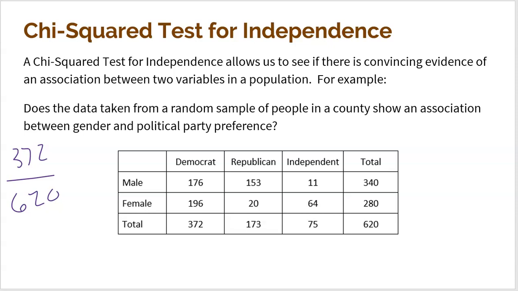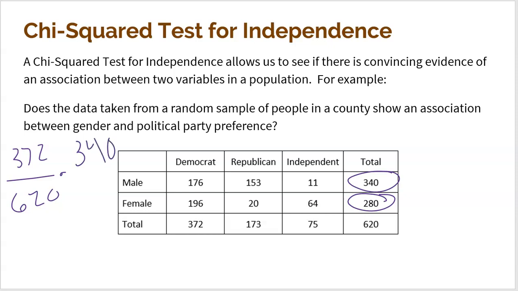I'm having calculator issues here. 372 out of 620 is 60%, right? So 60% of people, total people in this survey, were Democrat. So if there was truly no association, 60% of the 340 males should be Democrat. 60% of 280 females should be Democrat. And that's where we multiply, right? Because now we're going to take that proportion, 372 out of 620, 60%, and multiply it by 340.